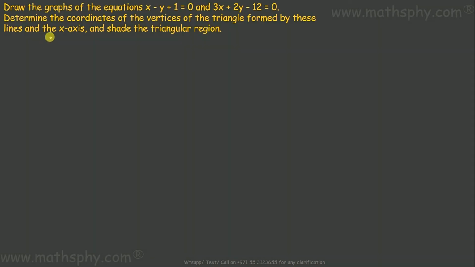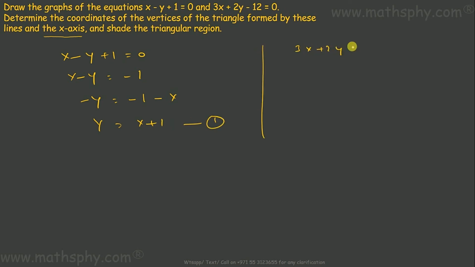In this question we have to see that it says triangle formed by these two lines and x-axis. Okay, x minus y plus 1 equals 0 means x minus y equals minus 1. So negative y is negative 1 minus x, so y is equal to x plus 1. That's my first equation. 3x plus 2y minus 12 equals 0 means 3x plus 2y equals 12, so 2y equals 12 minus 3x. So y would be 12 minus 3x over 2.